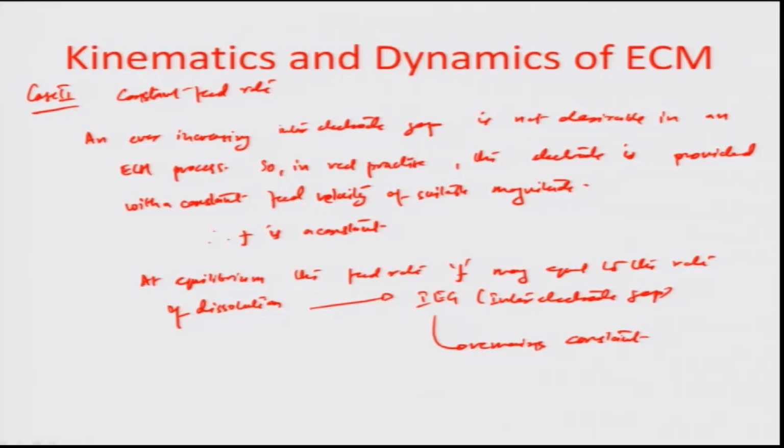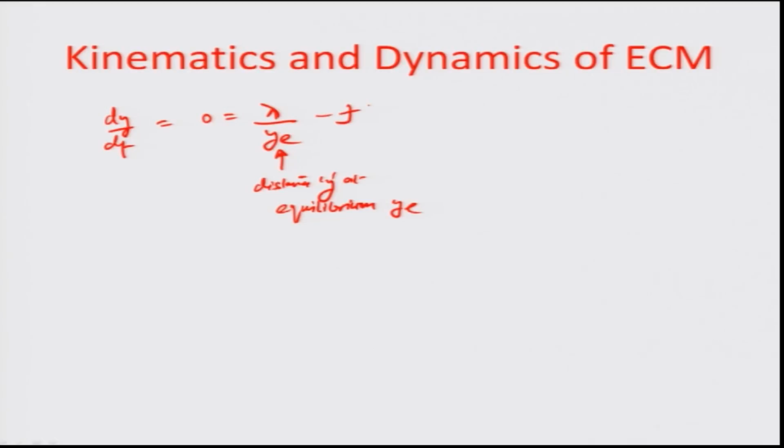So, mathematically let us examine what this condition corresponds to. We are talking about a case where dy by dt overall equals 0, in other words lambda by ye, which we also know as the distance y at equilibrium, also known as ye, minus f is equal to 0, or in other words ye becomes equal to lambda by f.